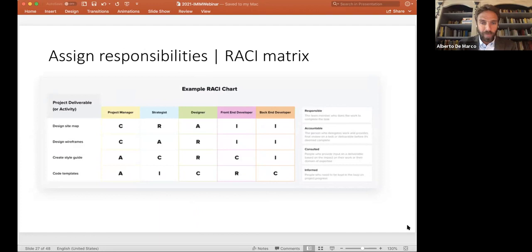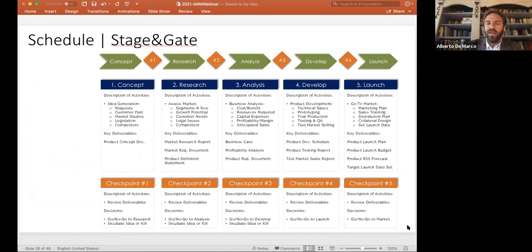We're used to calling those the RACI matrices, where there is a responsible person, an accountable person, a person that should be consulted, and a person that should be informed for each one of the tasks that are listed in the WBSs, right? And after that, there's a time schedule, and a time schedule can be laid down according to the stage and gate process, a succession of activities that follow one sequence to another in a sequenced form of predecessors and successors. And there are milestones, which are checkpoints, right?